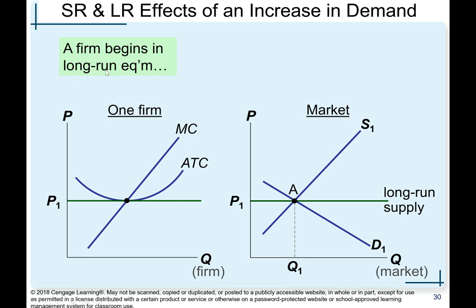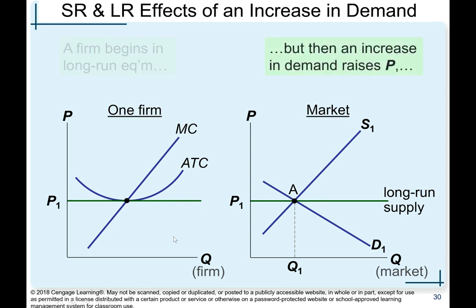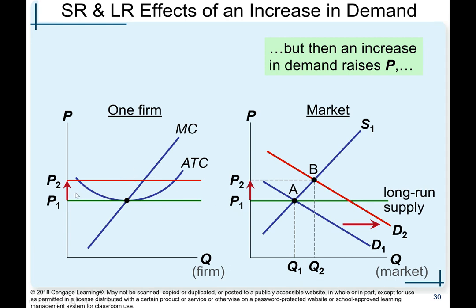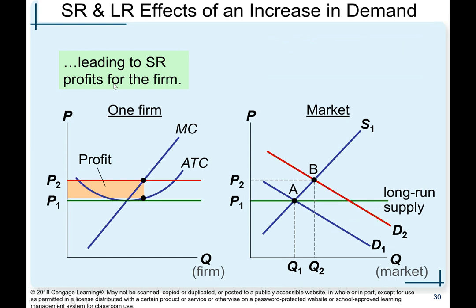A farm begins in long run equilibrium. So let us say that this farm is in equilibrium and the market is in equilibrium at this point A. When an increase in demand raises profit, something has changed in the market. Maybe incomes have gone up, maybe tastes have changed, but we are seeing demand has shifted to the right and has raised profit. This will be reflected in the farm as the farm will begin to earn more profit. Price rises from P1 to P2, leading to short run profit for the farm. So farms are now making profit.